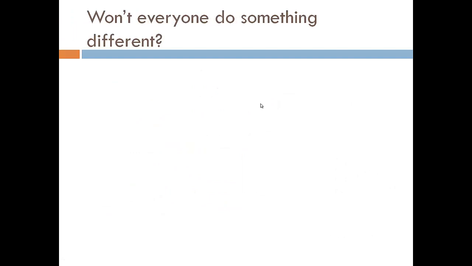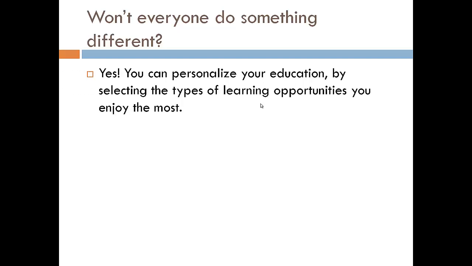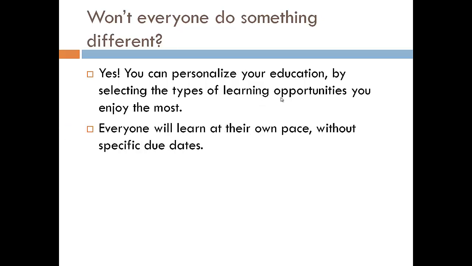Alright, doesn't that mean that everyone in the class will be doing their own thing, that we'll all be on separate places? Yes, to an extent. Because everybody has different strengths and weaknesses, you're going to set your own pace in how quickly you complete these skill objectives, and you can also select what types of learning opportunities you want to do. There's quite a lot of variation here. Everybody's going to be learning at their own pace. There's no specific due dates for any of these assignments. You're just going to be moving through the unit at your own speed as long as it takes for you to develop competence in these skills.